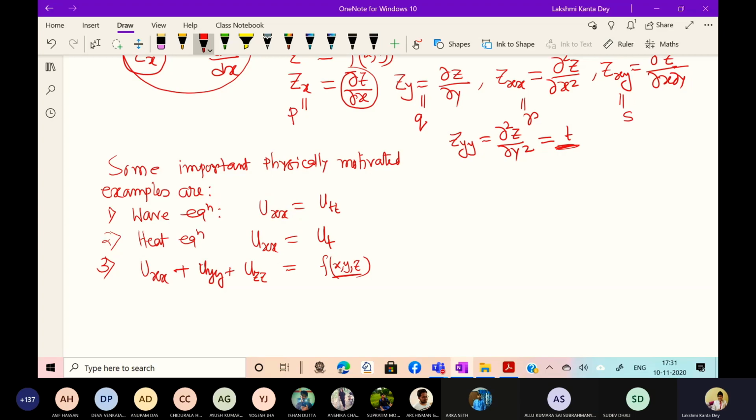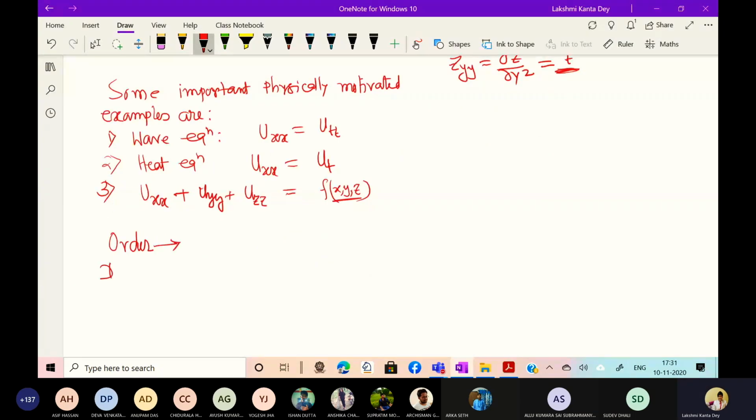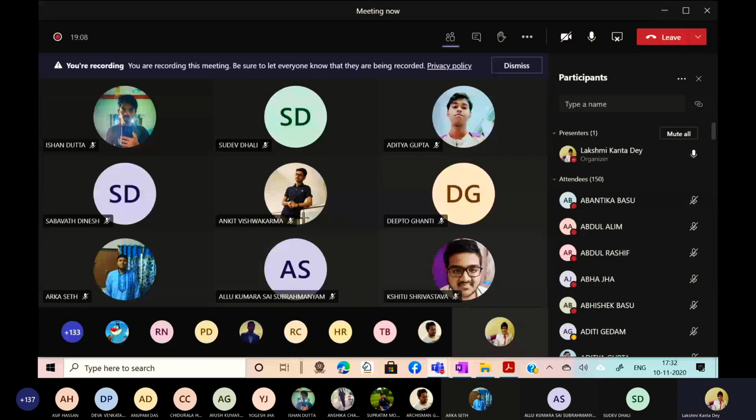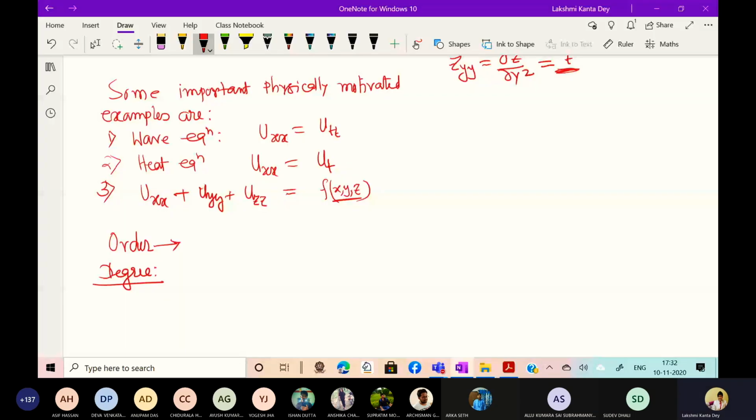For the degree, the degree of a partial differential equation is the degree of the highest order partial derivative which occurs in it after the equation has been rationalized. Do you understand this degree concept? I think you may have certain difficulties. Can anyone tell what you mean by the degree of a partial differential equation? This is the highest power of the highest order element of a partial differential equation.